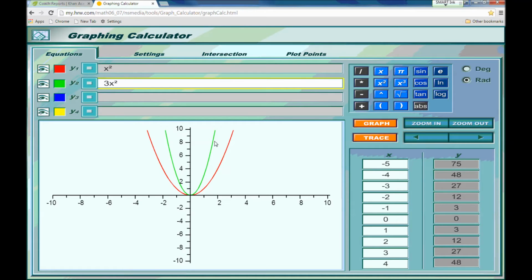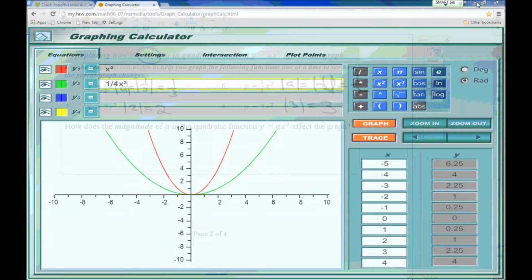So this one's also skinny. Normally the parent graph has an a value of 1, that's the red one. If we pick a number bigger than 1, it seems like the graphs get skinnier. And if we pick a number smaller than 1, like maybe 1/4, it seems like the graphs get wider. And that is the case. So let's go and write down our information for that.